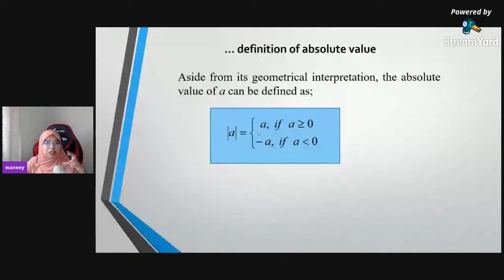Tapi ini definition je. Biasanya kita akan guna nanti masa kita buat limit. So nanti limit baru kita akan guna definition ni lah.